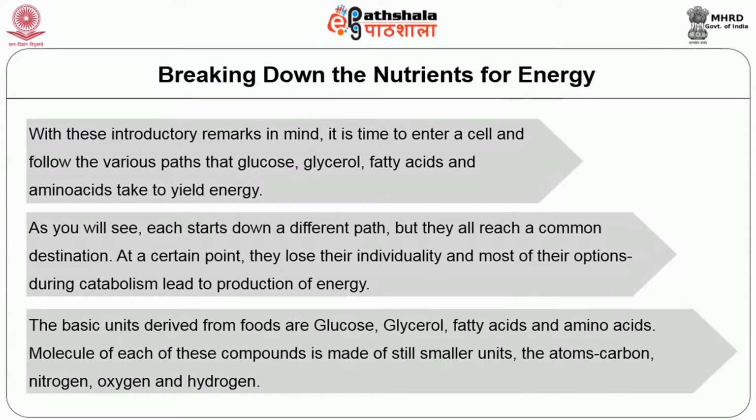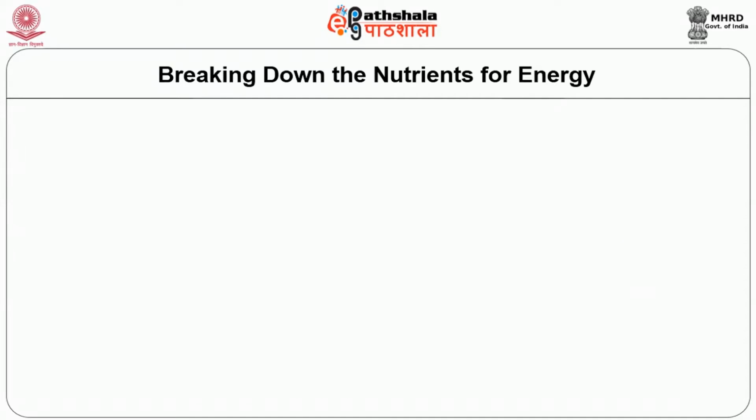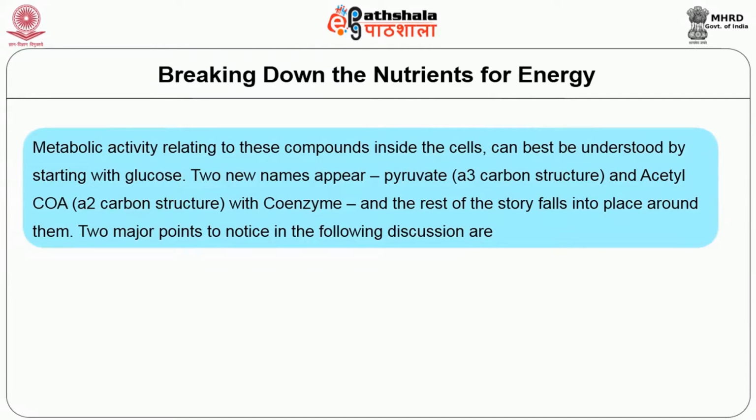The basic units derived from foods are glucose, glycerol, fatty acid and amino acid. Molecules of each of these compounds are made up of still smaller units, the atoms, like carbon, hydrogen, oxygen and nitrogen. Metabolic activities relating to these compounds inside the cell can best be understood by starting with glucose. Two new names appear: pyruvate, that is a 3-carbon structure, and acetyl-CoA, that is a 2-carbon structure with coenzyme, and the rest of the story falls into place around them.